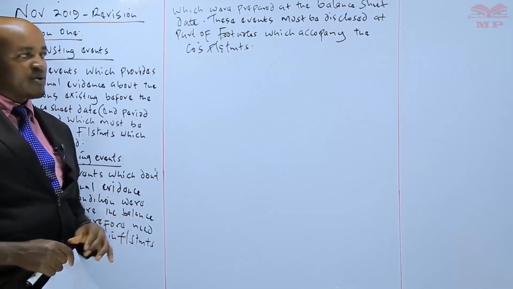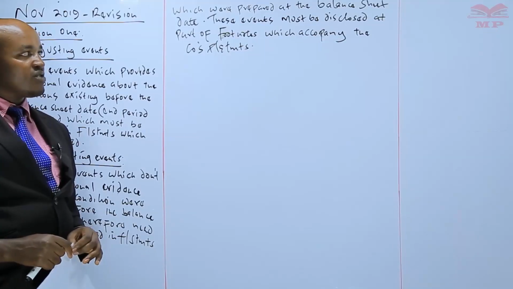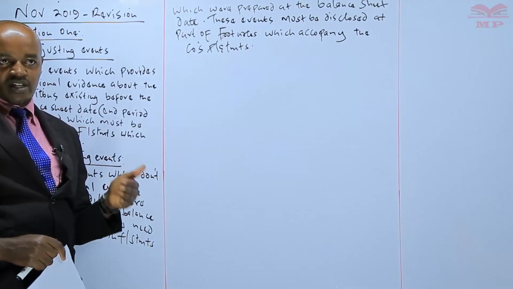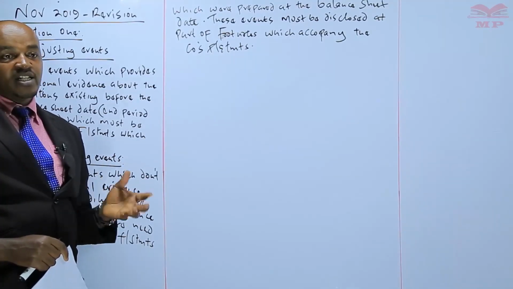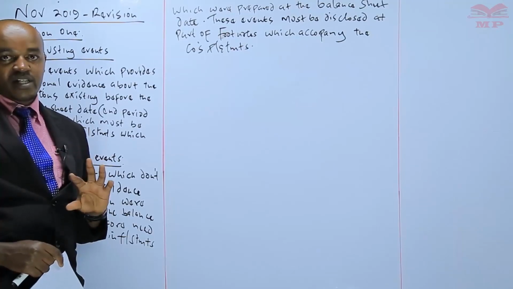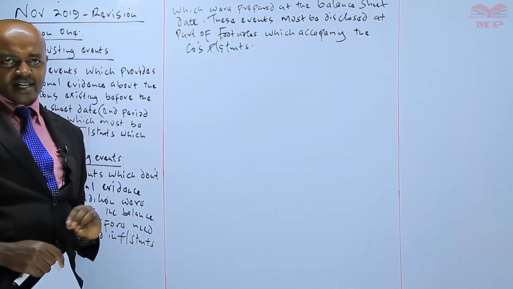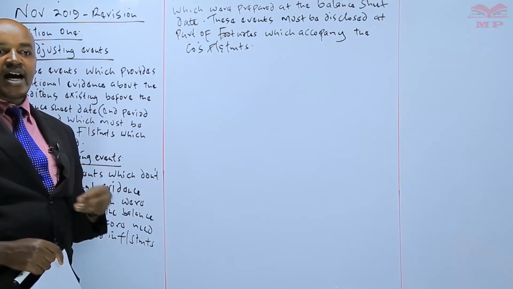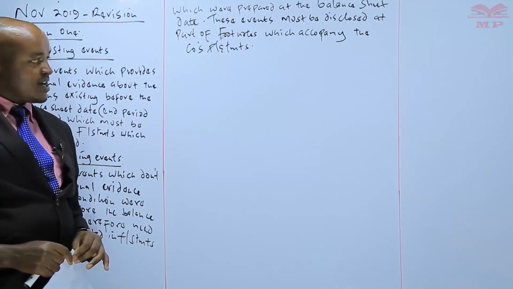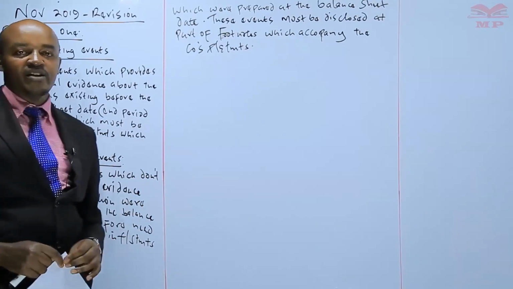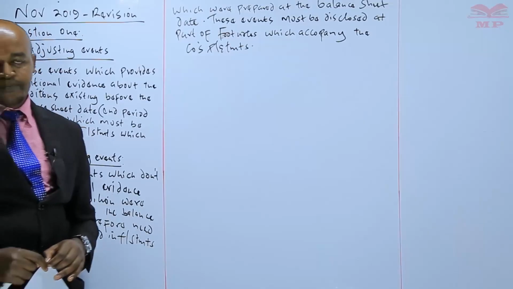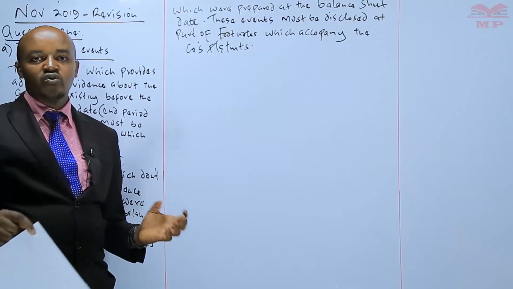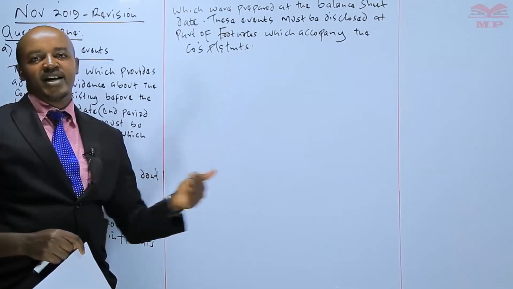But on the other hand, when we talk about the non-adjusting event, these are those events which do not provide additional evidence about the conditions which were existing before the balance sheet date. And therefore, as a result of that, those events need not be adjusted. So they just need to be disclosed as part of the notes, which will be accompanying the financial statements. A good example of the non-adjusting event is whereby, for example, the company decided to do a merger, or decided to do an acquisition, but once the year has come to an end.